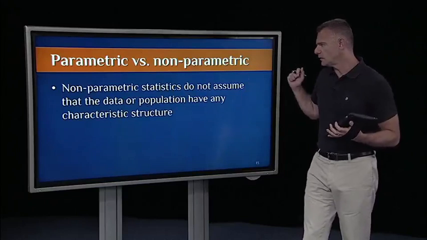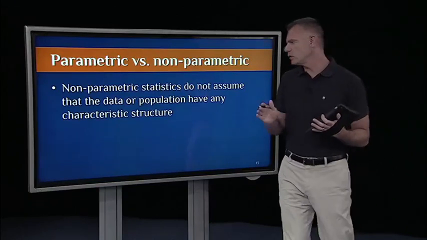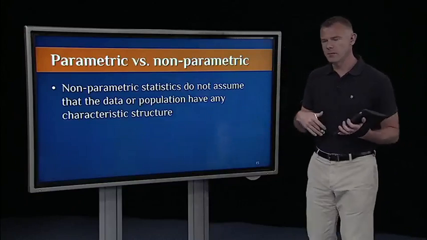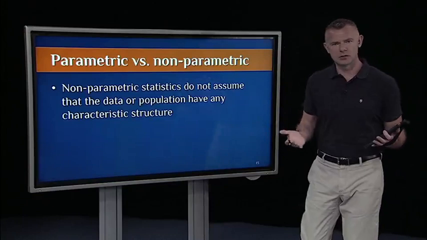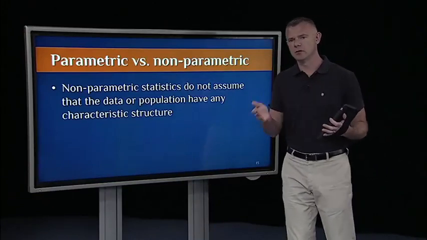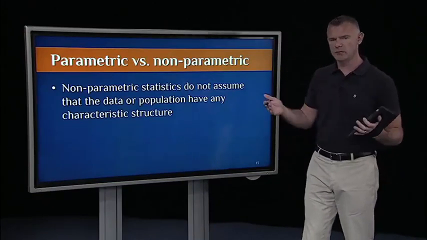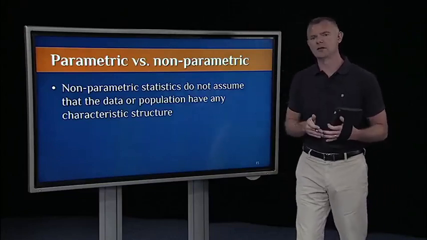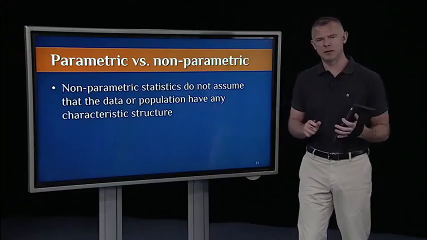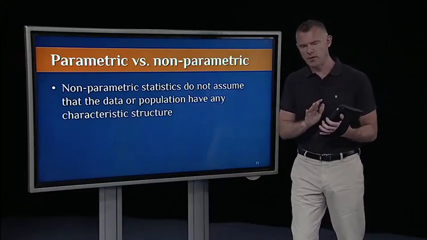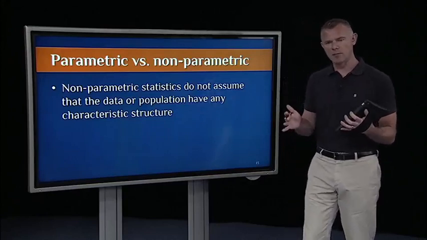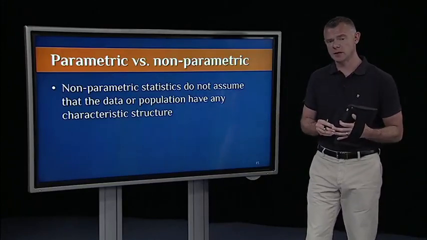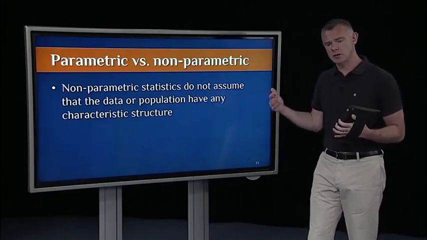So non-parametric statistics don't assume that the data or the population that the data are coming from have any characteristic structure. So we're not assuming a normal distribution. We don't have to assume things like linear relationships between the predictors and the outcome, and so on. We don't have to make all these assumptions. So if you find yourself with data that are a little bit more complex, that don't fit all those assumptions we've talked about in parametric statistics, then you might want to look into these alternative procedures.